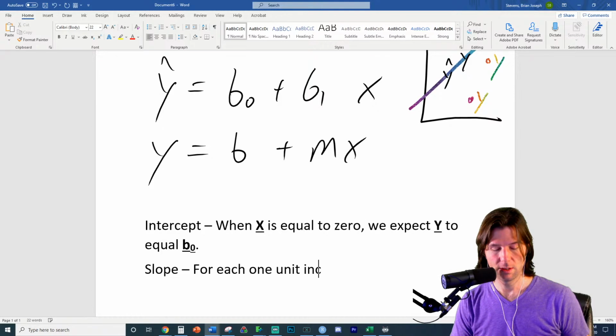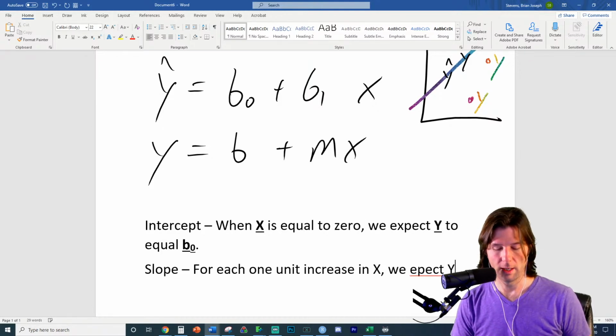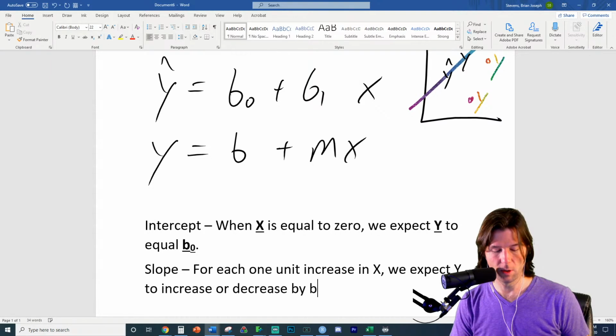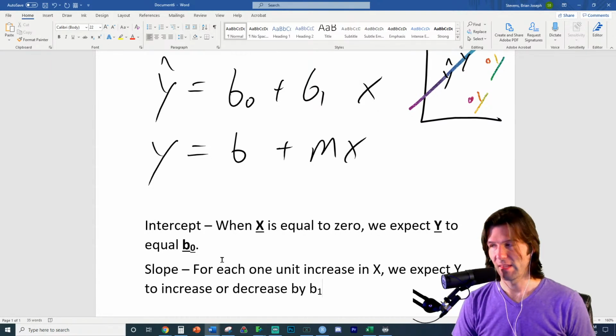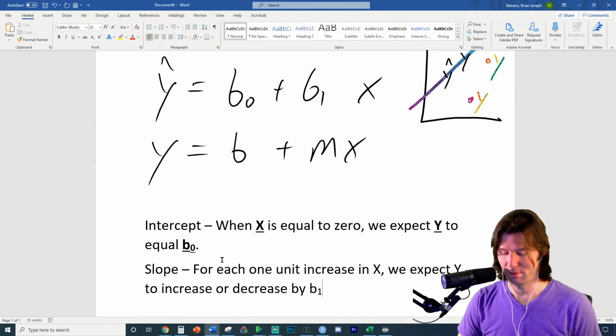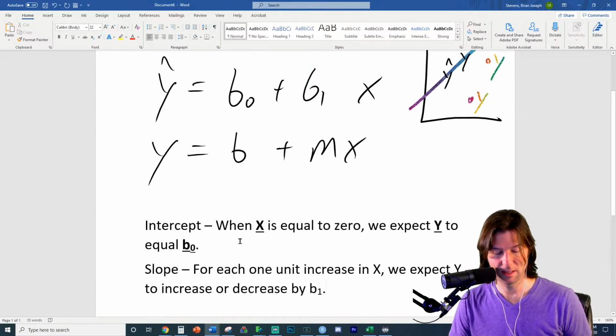The slope is going to be: for each 1 unit increase in x, we expect y to increase or decrease by b1. A lot of people put on average. I don't care. My graders better not take off points for that. I don't care. Because expect means pretty much on average.